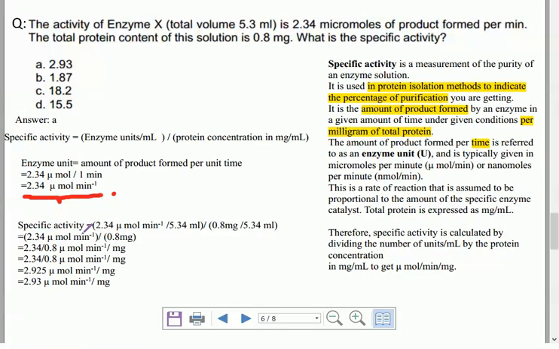So specific activity is enzyme units per ml divided by protein concentration per ml. So here we will write this enzyme unit. It's 2.34 micromole per minute and कितने वॉल्यूम में है ये, 5.3 ml में. So this is right. And now we will divide by कितना प्रोटीन है सोल्यूशन में. It's 0.8 mg in 5.3 ml.